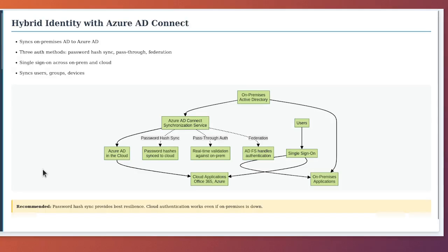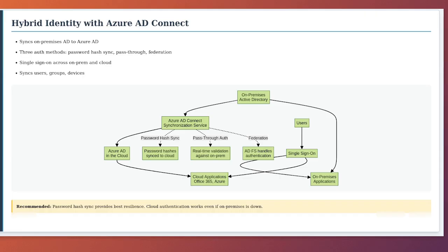Hybrid identity with Azure AD Connect. Many organizations have existing on-premises Active Directory deployments and need to integrate them with Azure AD to enable hybrid cloud scenarios. Azure AD Connect is the tool that synchronizes identity data between on-premises AD and Azure AD, enabling users to access both on-premises and cloud resources with the same credentials. This concept doesn't have an equivalent in AWS, as AWS doesn't provide a directory synchronization service.